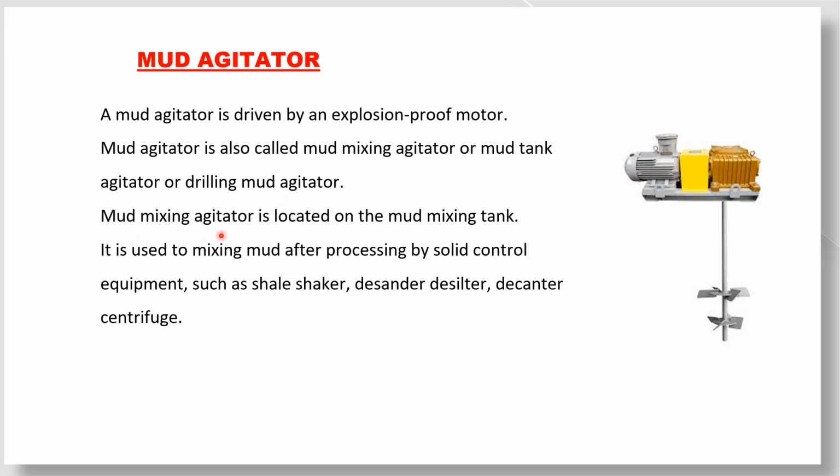The mud mixing agitator is located on the mud mixing tank. It is used for mixing mud after processing by solids control equipment such as shale shaker, desander, desilter, desander and centrifuge. When the drilling fluid has passed through all this equipment, it reaches the mud agitator, which mixes the drilling fluid so that the density and velocity of the drilling fluid are maintained. This is the function of the mud agitator.